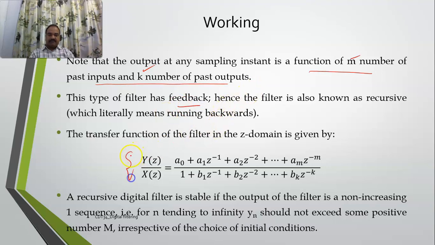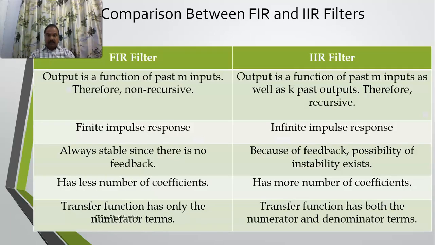This is the transfer function. And this is going to be stable if the output is a non-increasing sequence. Okay. If it is increasing, then it will lose its stability. Okay. So the major differences I have listed out here. FIR filter, it is a function of only past inputs, whereas IIR filter, it's a function of past inputs and also past outputs, and hence it is considered as a recursive one, whereas this is not considered to be a recursive one. Here the impulse response is finite, here it is infinite.